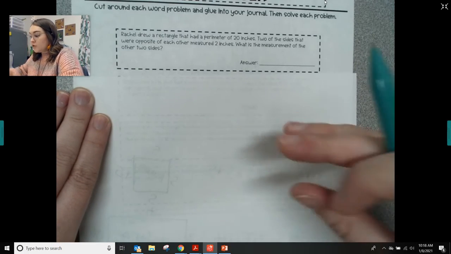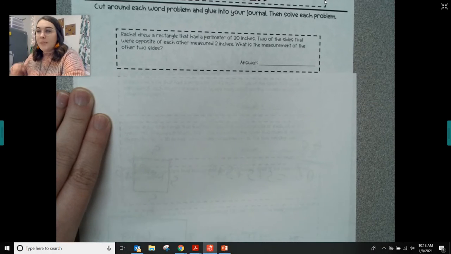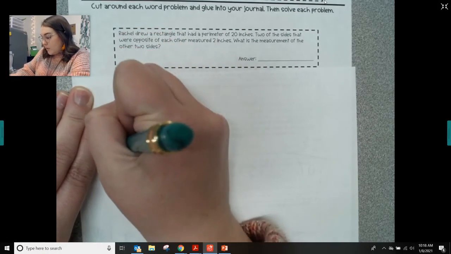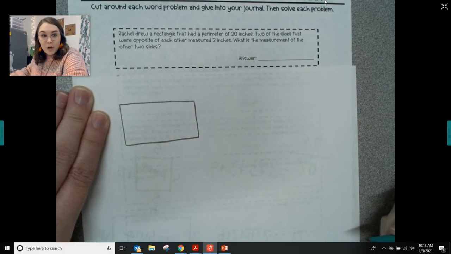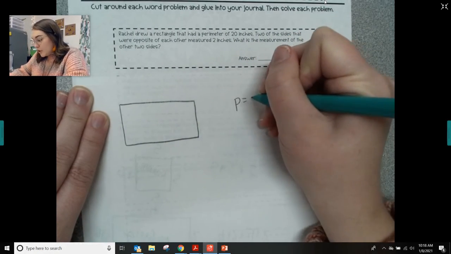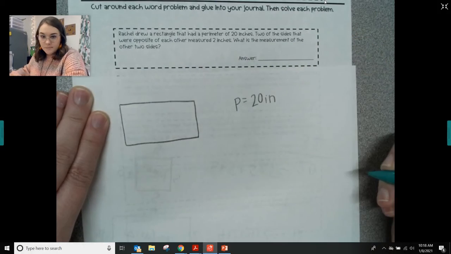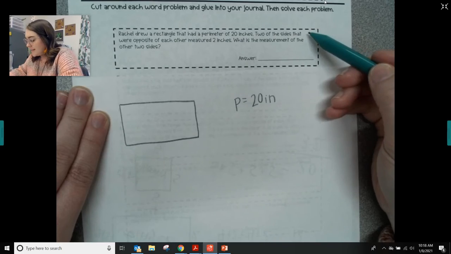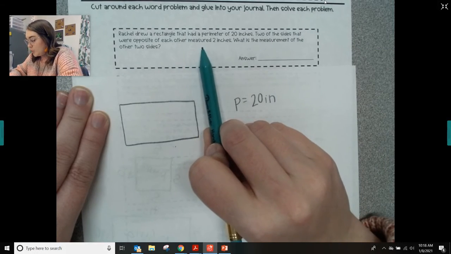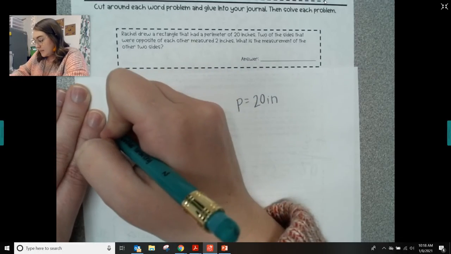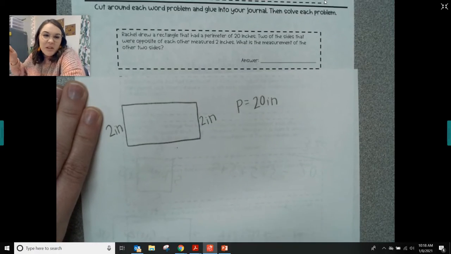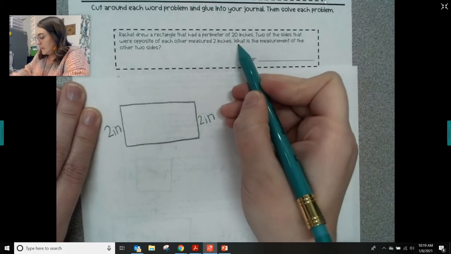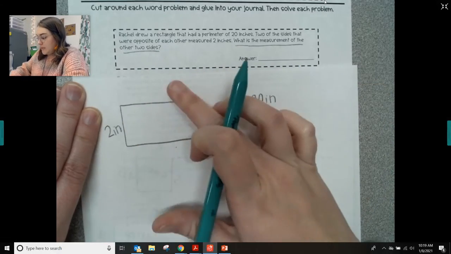Okay, so Rachel drew a rectangle. That's our first step. So let's go ahead and draw this out because I'm telling you, drawing out your word problems is going to help you so much. So Rachel drew a rectangle that had a perimeter of 20 inches. So her perimeter, I'm just going to write it over here, was 20 inches. Okay. 2 of the sides that were opposite each other measured 2 inches. I'm just going to say it's these 2 inches and then 2 inches, right? They're opposite each other, and we're just going to say they measure 2 inches. But now our question is asking us, what is the measurement of the other 2 sides?